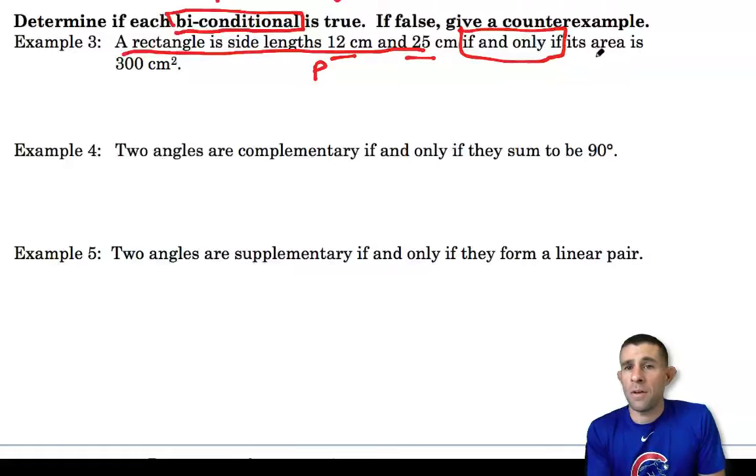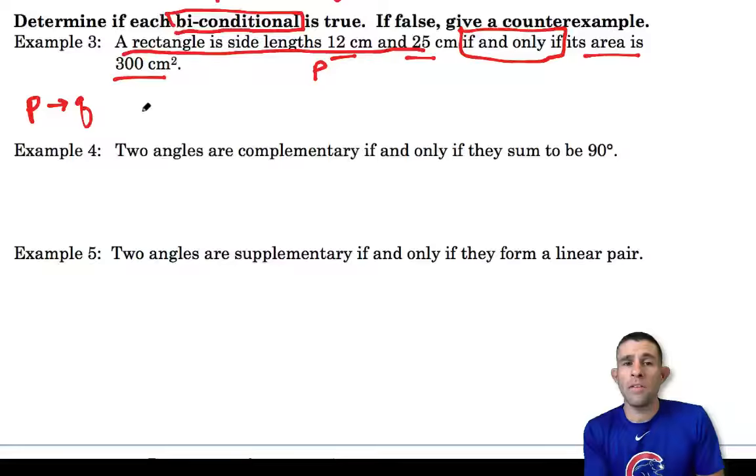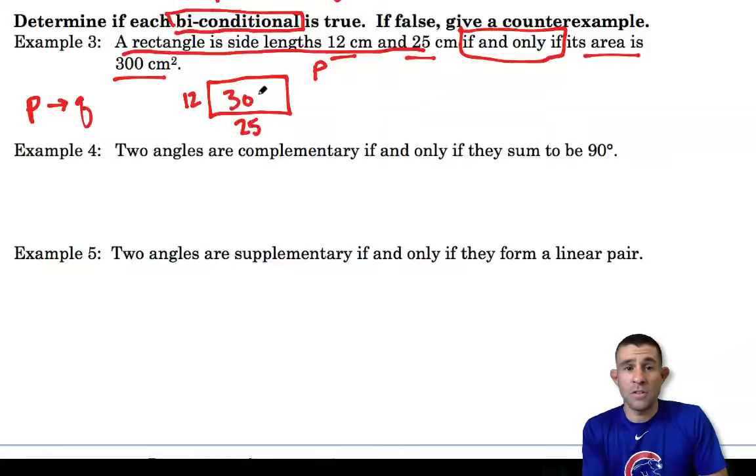Here is our P statement, and our Q statement would be its area is 300. So if I want to consider the original conditional, that is P implies Q, I would read it as if a rectangle's side lengths are 12 by 25, then its area is 300. Now remember, the area of a rectangle is length times width, so if I take 12 and multiply it by 25, I do get 300. So this original conditional statement is true.